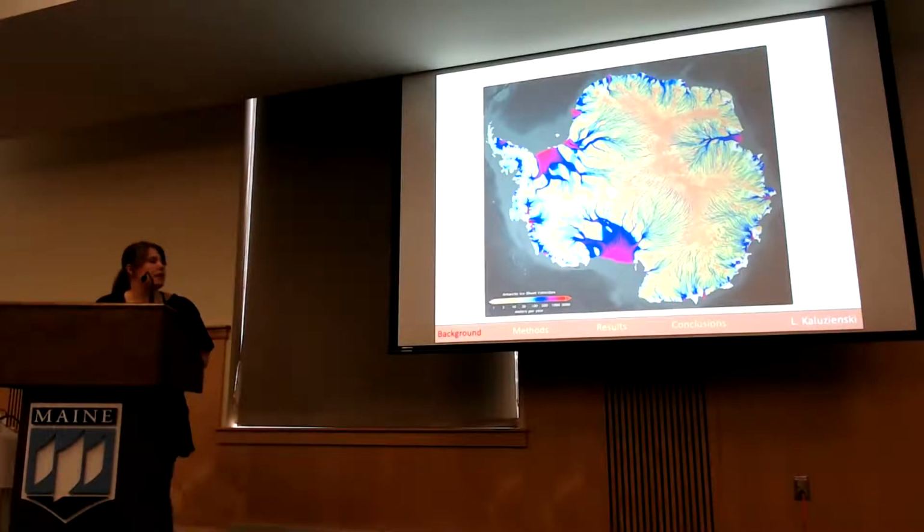This is a velocity map of Antarctica, and I like it because it shows flow lines as well, and you can really visualize how these ice shelves are draining the interior of the ice sheet and funneling it into the ocean.